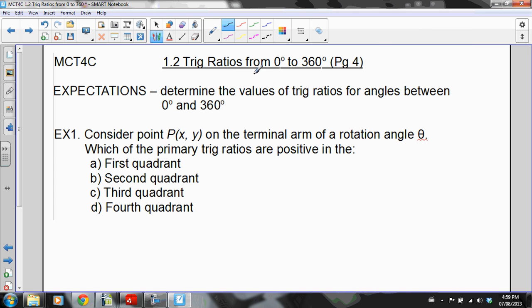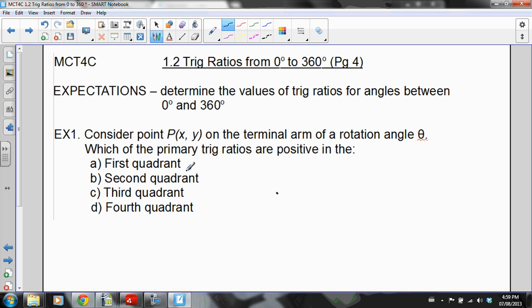Lesson 1.2, trig ratios from 0 to 360. We did this yesterday, except it was with special angles. So this is with any angle now, not just special angles. Example 1 we're going to talk about is this idea of where each of the trig ratios is positive.